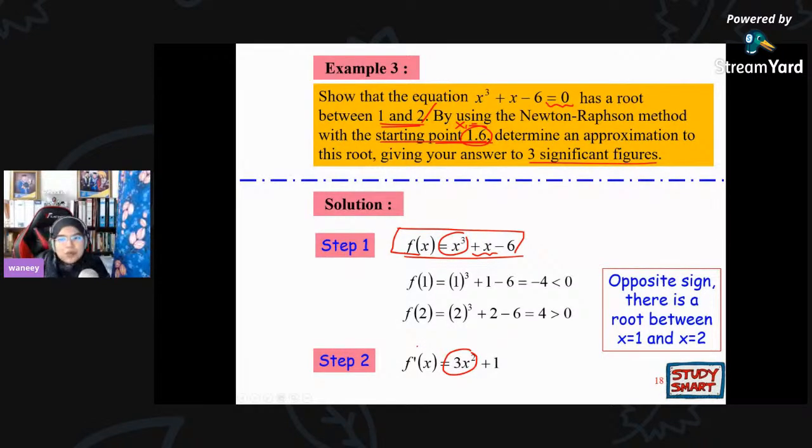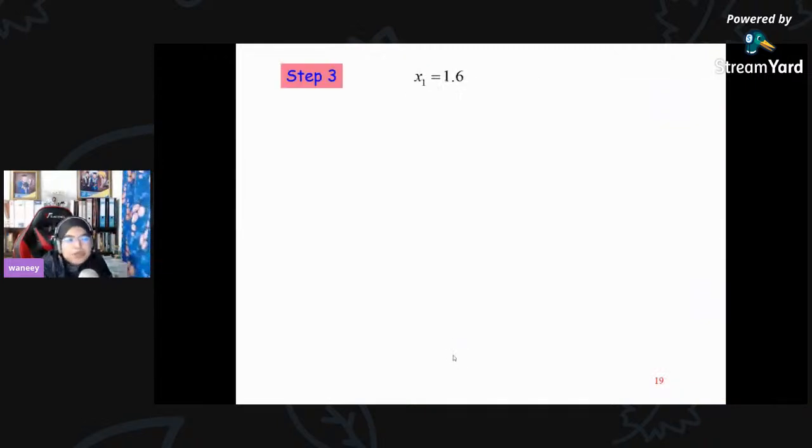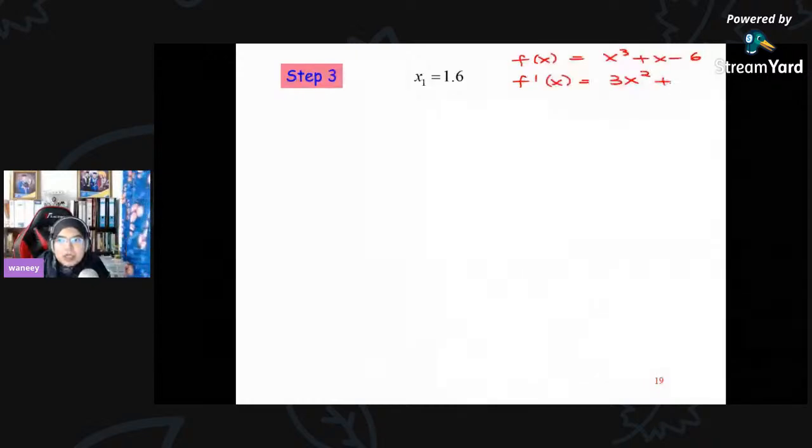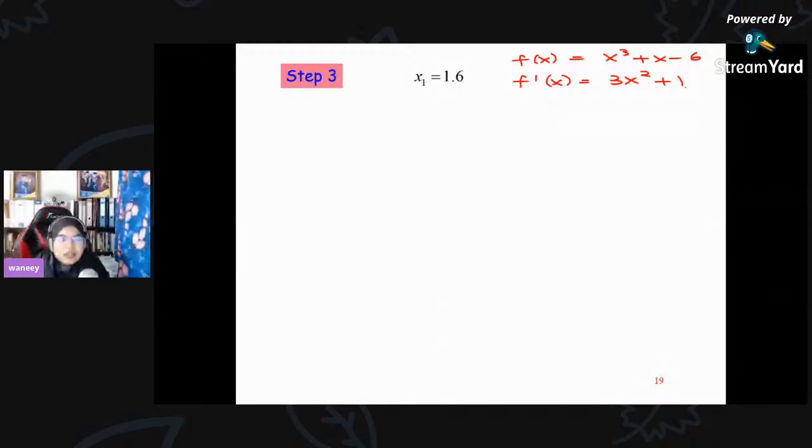Okay, so now we already have our f(x), we have our f prime. So what is our initial approximation? The initial approximation is given in the question. So the x1 is equal to 1.6. So let me write down the function. f(x) is equal to x cubed plus x minus 6. And f prime of x is equal to 3x squared plus 1. So the third step, we have the initial approximation. Then the fourth step, we can start with the formula.